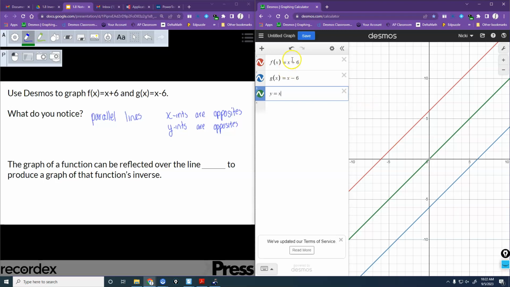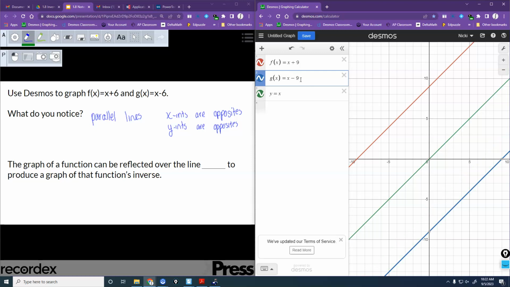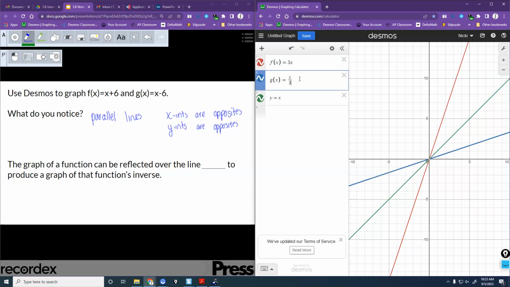Let's think about it. What if instead of plus 6, I had plus 9? What would the inverse of plus 9 be? Minus 9. That's still in the middle, right? What if I had 3x? What's the inverse of 3x? X over 3. Is it in the middle? Kind of. It crosses it though. It's in the middle in a different way than it was.